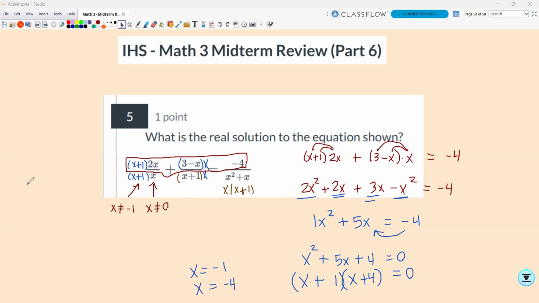Well, remember that this was a restriction. x cannot equal -1 because when I go back into the original expression and I plug in -1, I'm going to get 0 on the denominator, and I cannot divide by 0. So that's an extraneous solution, which means your real solution is just this one, -4.